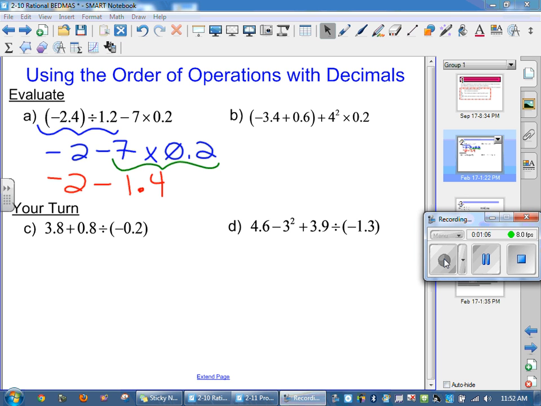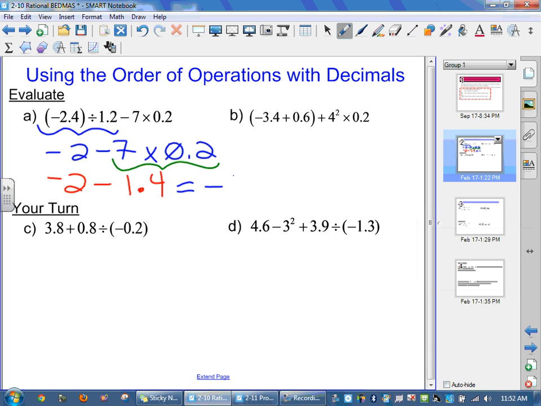This should only be a review for you. Now we add the numbers left to right. Negative 2 subtract 1.4 to give us negative 3.4. Okay, so check your work on A. You should have got negative 3.4. Okay. On B, we do have brackets. We didn't have brackets on the first one that meant anything. All the brackets did on the first one was tell us to separate a negative.